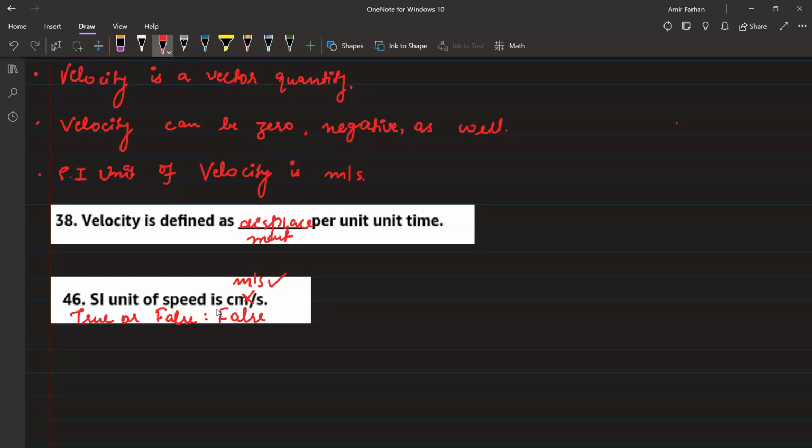Okay, so these can be the one marker questions in your school exams. So that's what we'll be covering. We will be covering some 3 markers and the numericals as well. Don't worry. I've started from basic and I'm taking some basic questions first. Okay. Yes, sir.